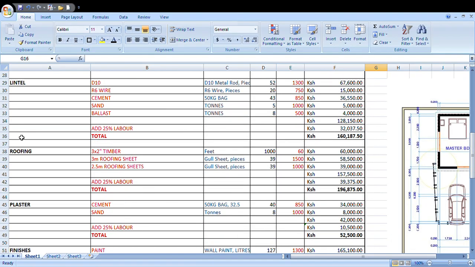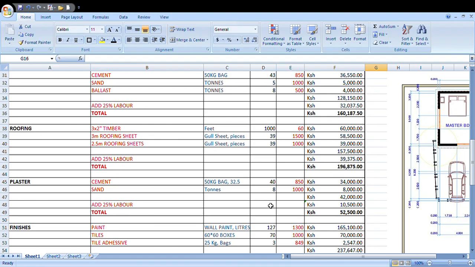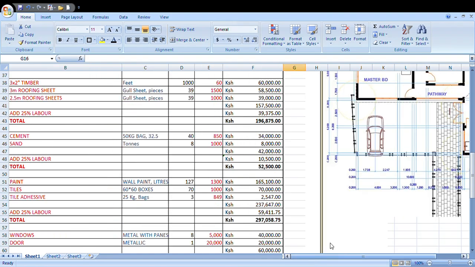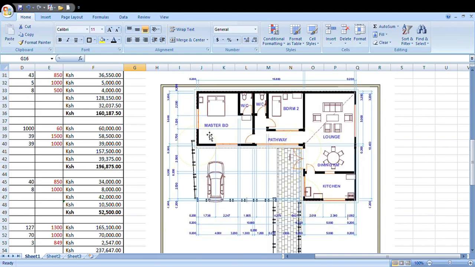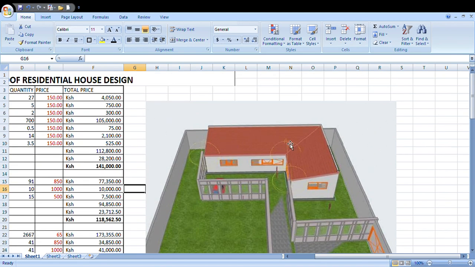Then let's go to roofing. This one is a hidden roof. What we will need is 3 by 2 inch timber, and this 3 by 2 inch timber will have a spacing of around 4 feet from one point to another, and the length will be 5 meters.